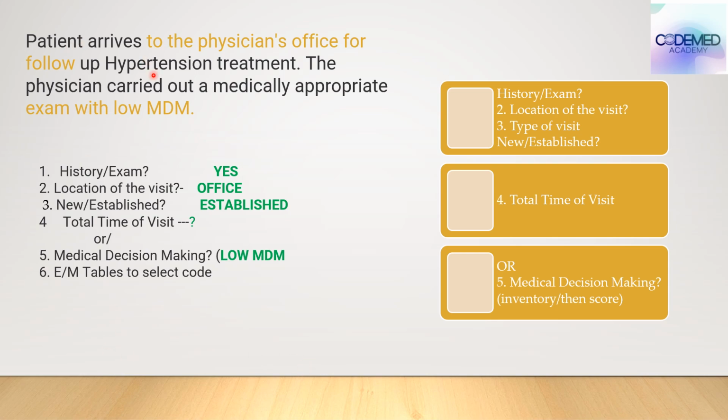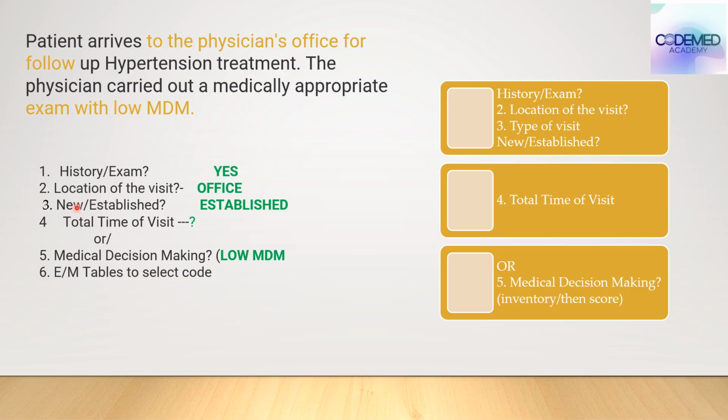Now let us take some example of how we can zero in on the code. A patient arrives to the physician office for a follow-up hypertension treatment. The physician carried out the medically appropriate exam with low MDM. Now many a time what happens is they give either the medical decision making level or they give the time. Now in this case, I know the medical decision making is low. So now I will have my chunk. Has the history and exam been done? Yes. Where is the location of the visit? It is in the office.